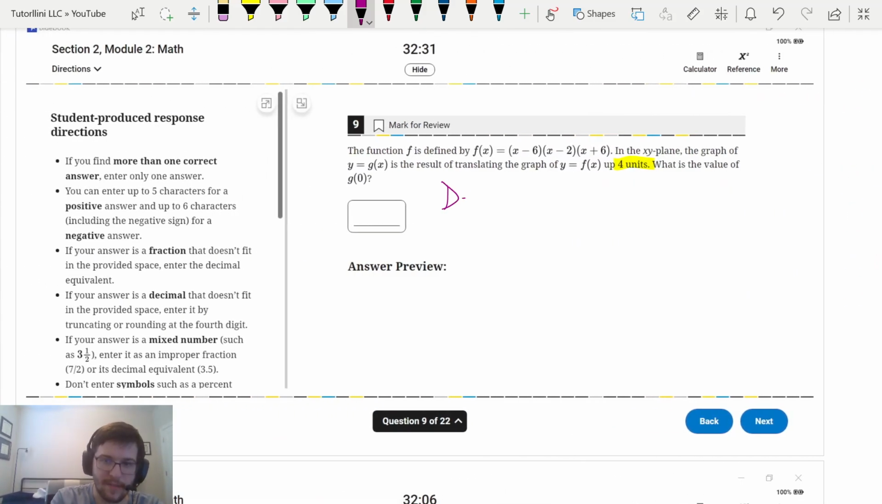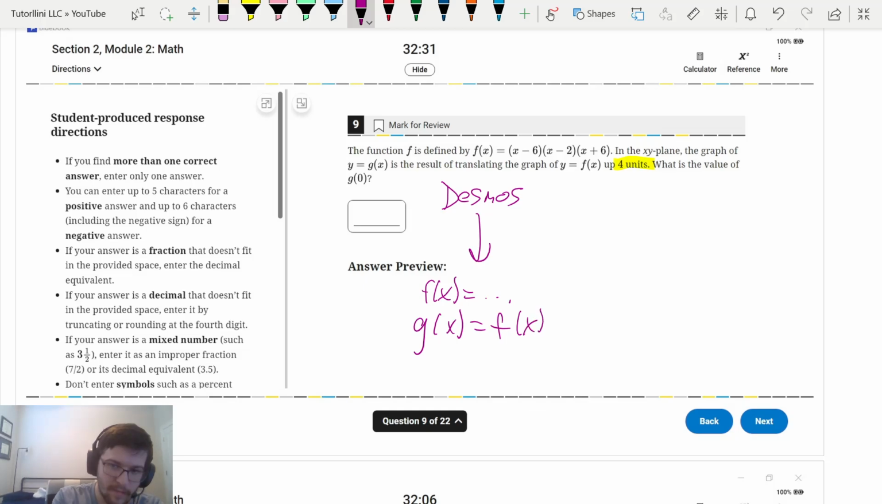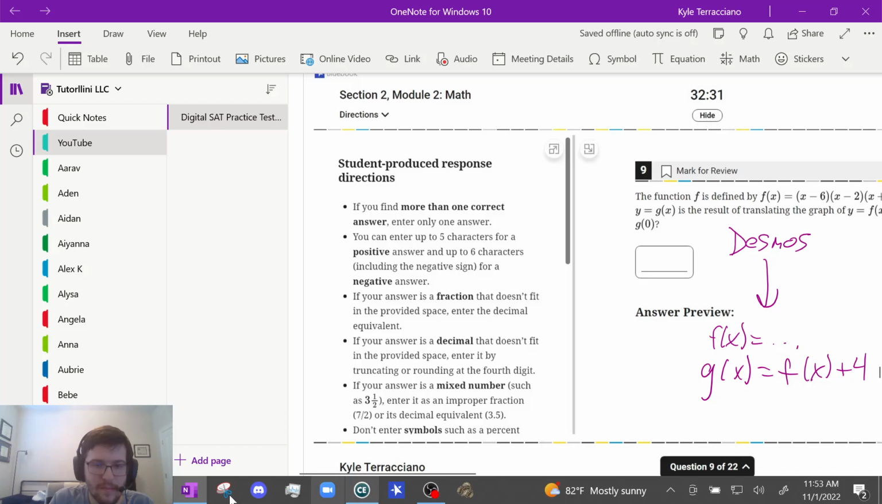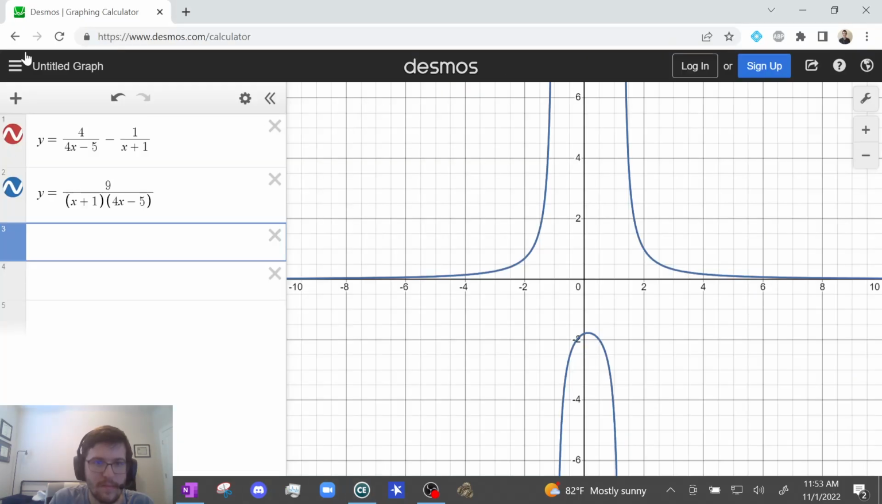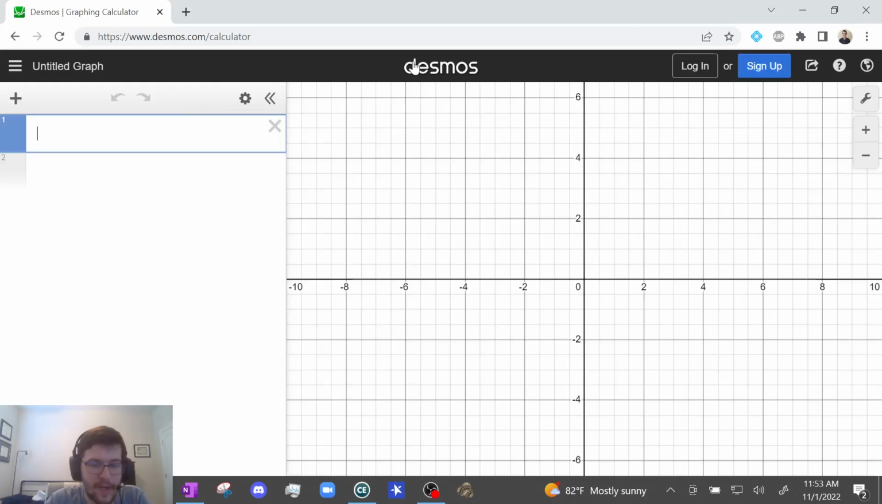So if you go on Desmos now, you can type in f of x, and you can type in g of x equals f of x plus 4, and you can find the y-intercept very easily. So let's do that. But you did have to recognize that first concept about the function transformation. Otherwise, you can't do it this way.